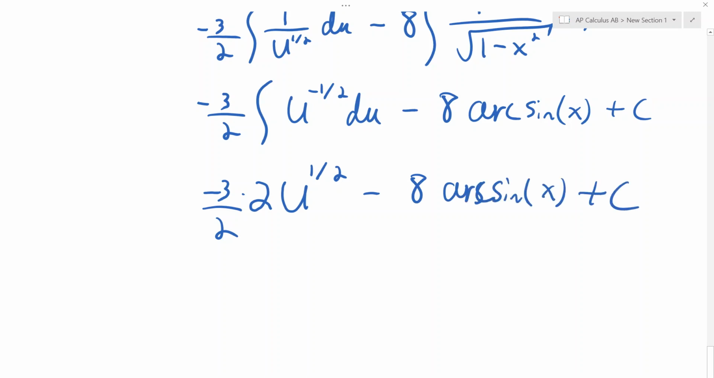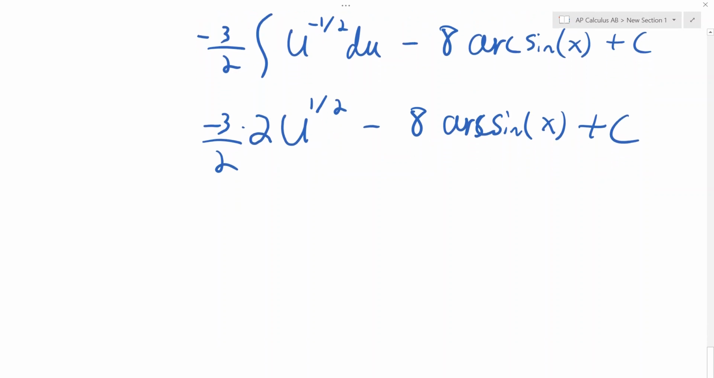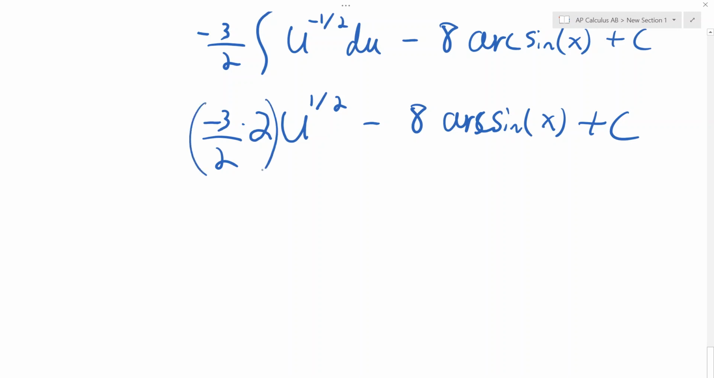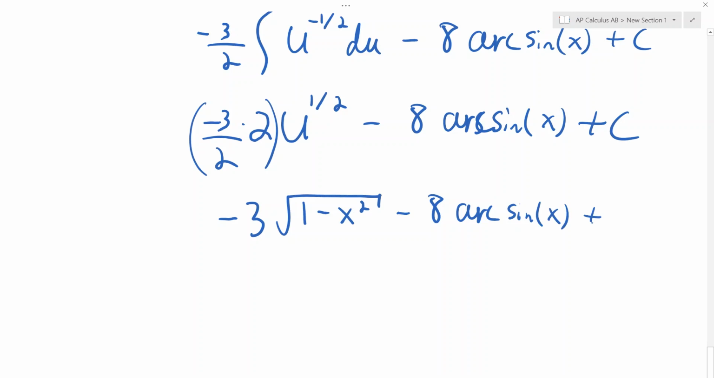We got that just chilling. And we're going to plug back in what u was and simplify this down. Negative 3/2 times 2, that's this part right here. That's just a negative 3. U to the 1/2. Remember, u was 1 minus x squared, so you can write it like that. Or you can put it in parentheses and put it to the 1/2 power. Then you have minus 8 arc sine of x plus c.